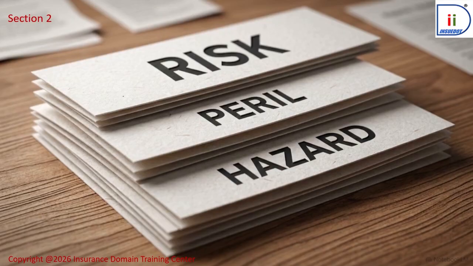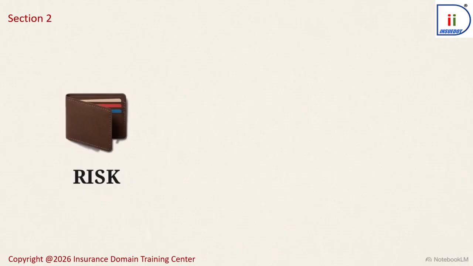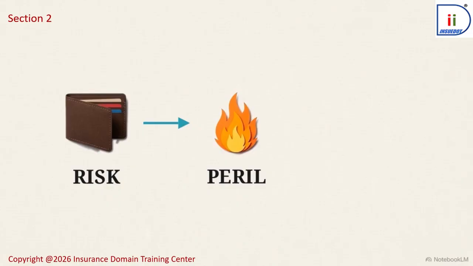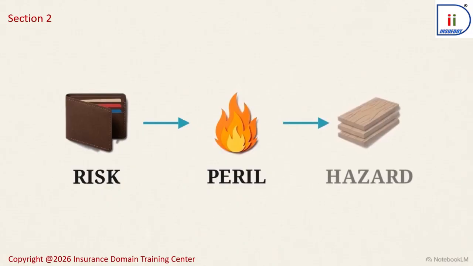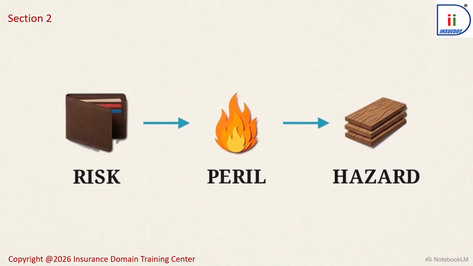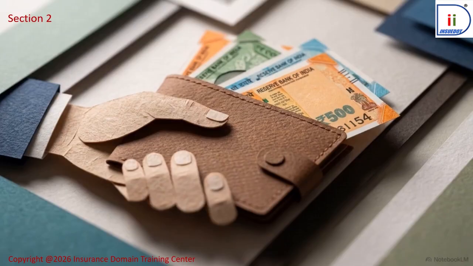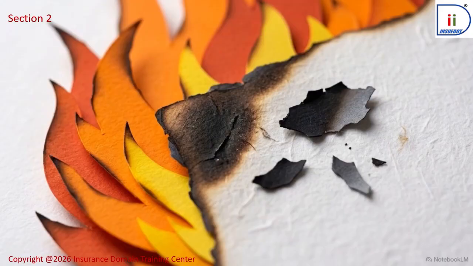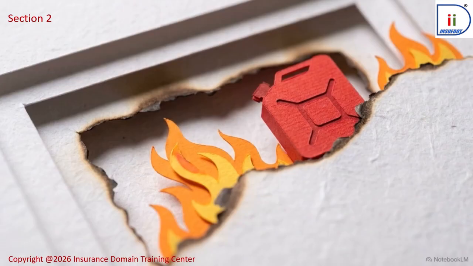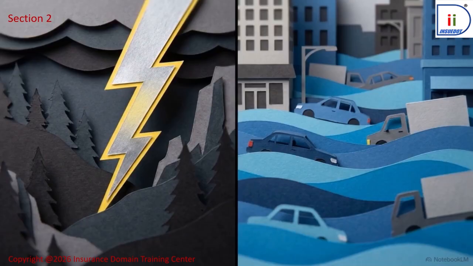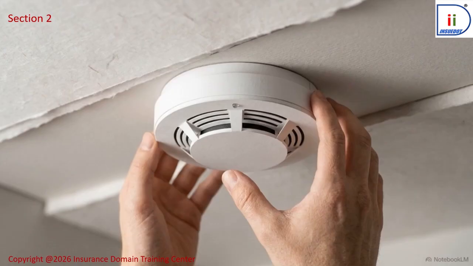When we look at these three concepts together, we can clearly see how they are connected. It all starts with risk, Rahul's possibility of suffering a financial loss. Next comes the peril, the actual event that causes the damage. Finally comes the hazard, the condition, such as wooden walls or poor parking, that increases the chance or severity of the loss. Risk is the possibility of financial loss. Peril is the direct cause of the loss. Hazard is the condition that makes the loss more likely or more severe.